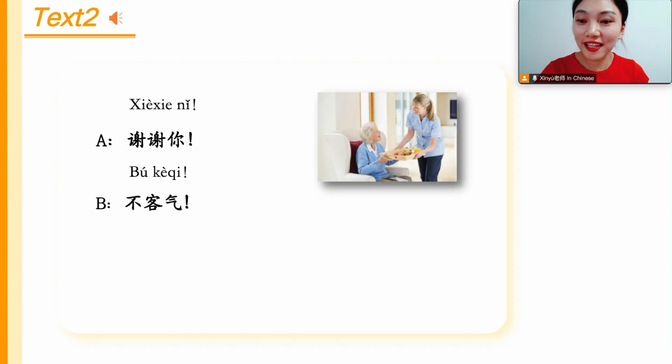Now, let's look at the text 2. In this dialogue, A says 谢谢你, thank you, and B replies 不客气, you are welcome. In the picture, we can see a woman handing some food to an elderly woman. This shows a polite and kind interaction. The woman is helping the elderly woman, and she politely thanks her, 谢谢你. And the woman replies kindly by saying 不客气.